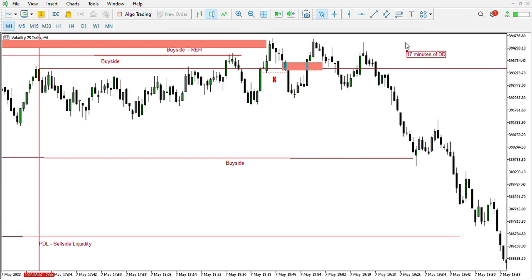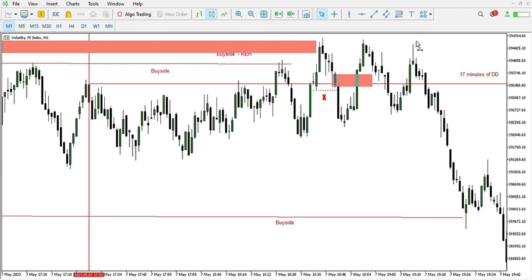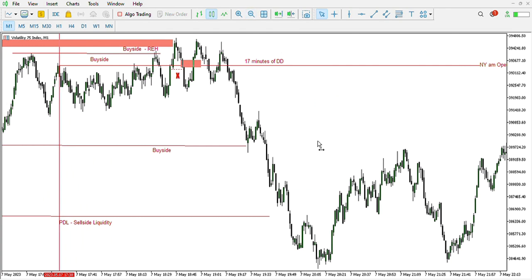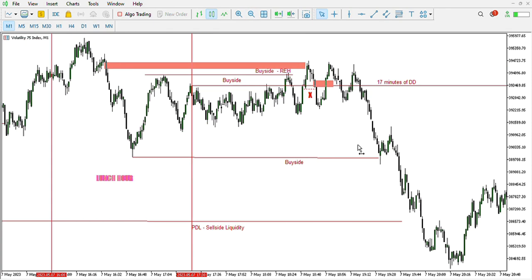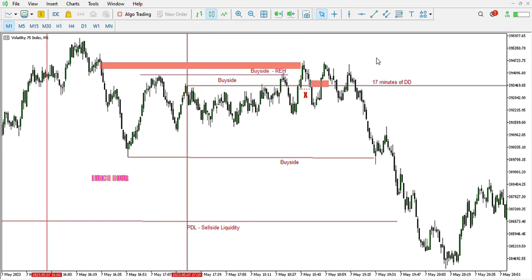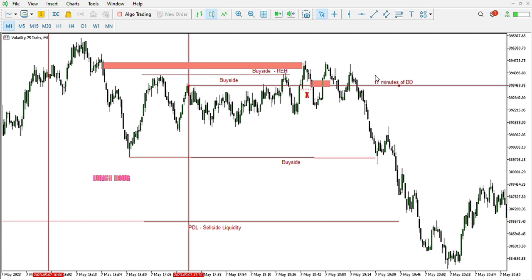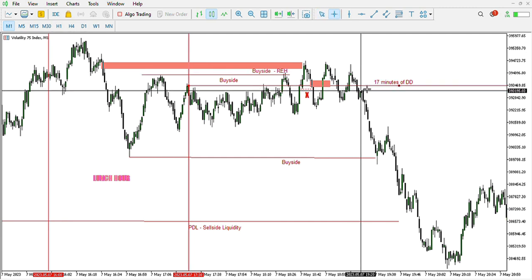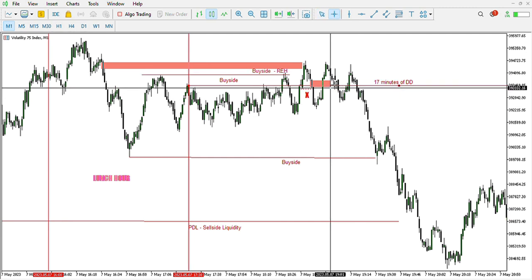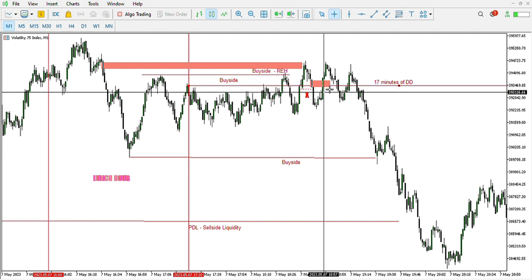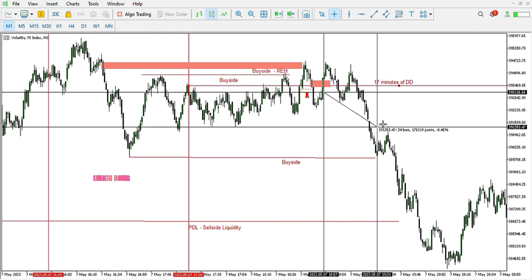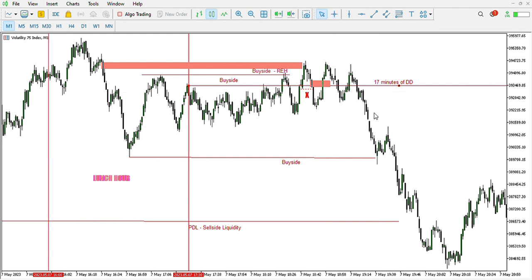So if we are going to be selling there, where have we taken our take profit? This is where we take our first partial, and then to get there, I'm just gonna count from here, it took 34 minutes, right?